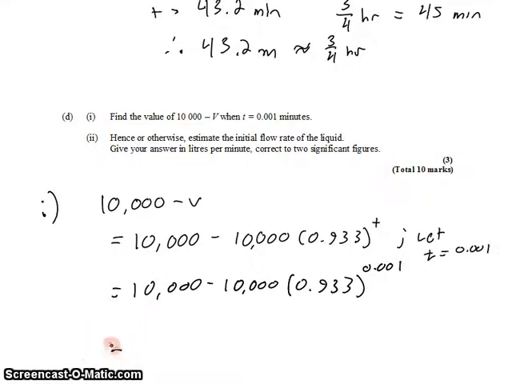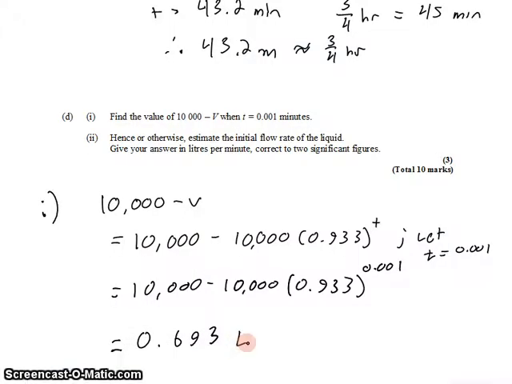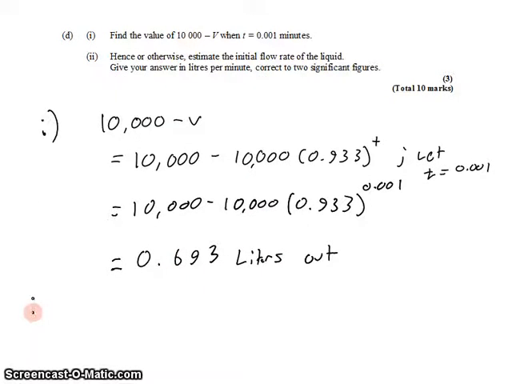So the amount that's flowed out is 0.693 liters. So we've lost 0.693 liters from this container. Now it says, estimate the initial flow rate of the liquid. Give your answers in liters per minute, correct to two significant figures.